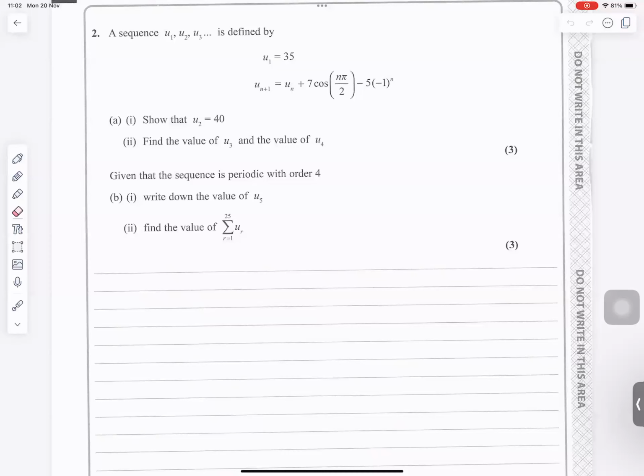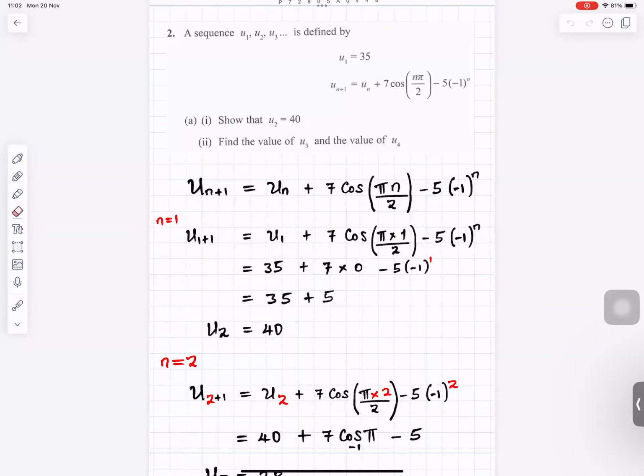Question number 2. So we have the n-term formula. So when we put n is 1, because u1 is 35, we put n is 1. So it becomes 1 plus 1 is 2. So that gives us u2. So u1 is 35 plus 7 times cosine of pi over 2, which is 0, because cosine of 90 degrees is 0.